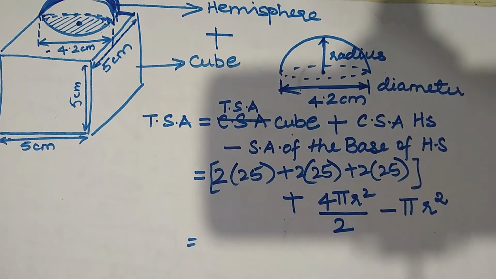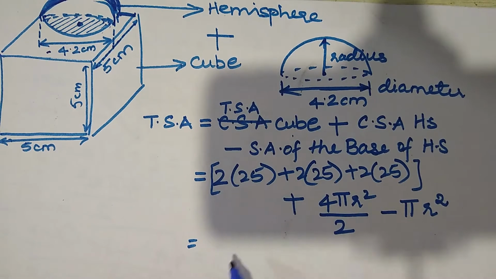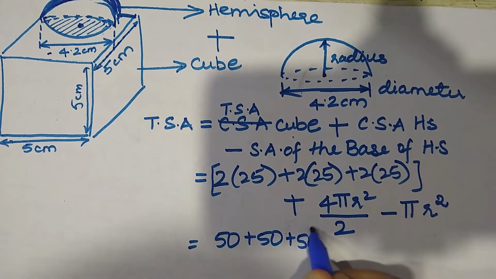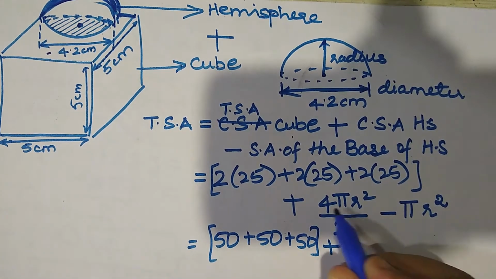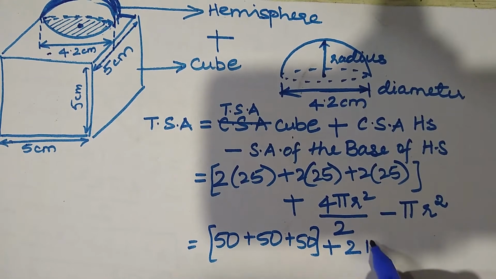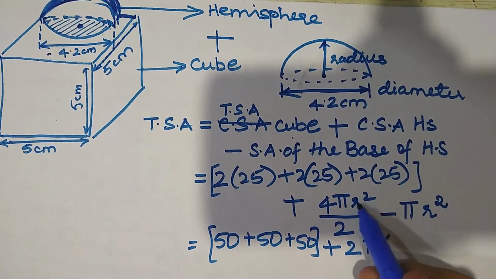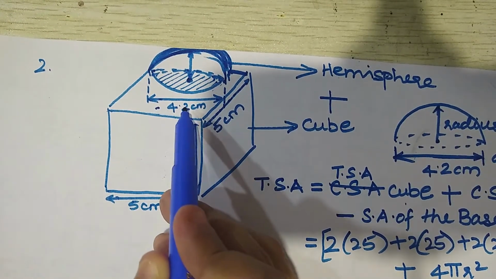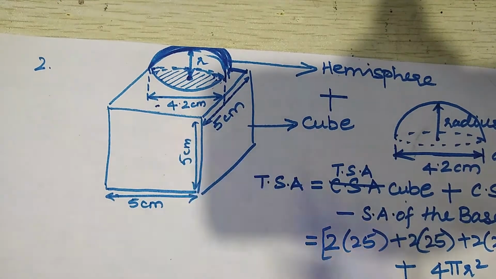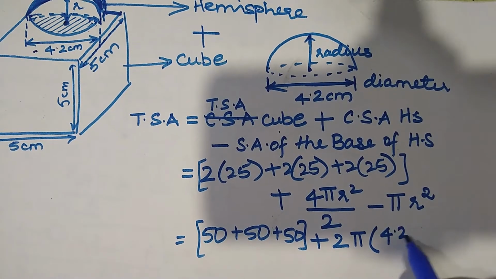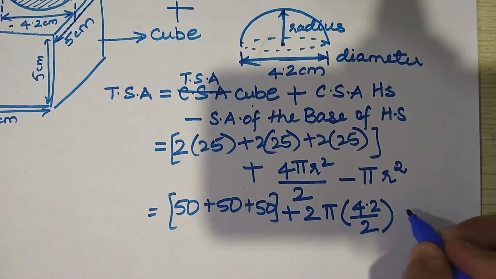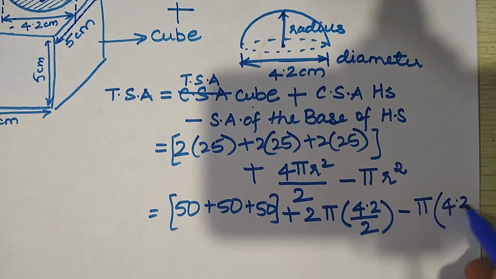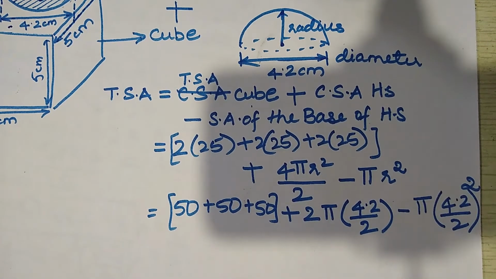So calculate it further. So 25 into 2 is 50. So 50 plus 50 plus 50. This is for the cube side. Plus 4 divided by 2 is anyway 2. So 2 into pi into r. R here is supposed to be this distance. But what we have is the diameter. Half of the diameter will give us the radius. So we will take half of 4.2. Half of 4.2 minus pi into r, which is 4.2 divided by 2, the whole square.